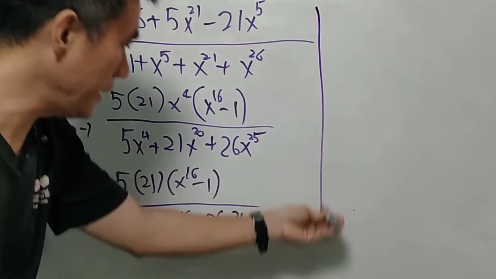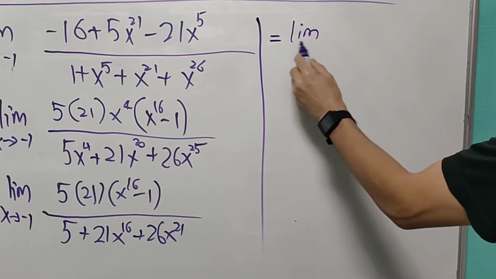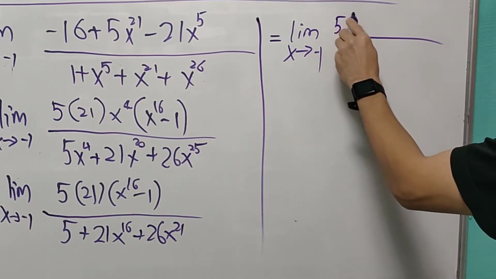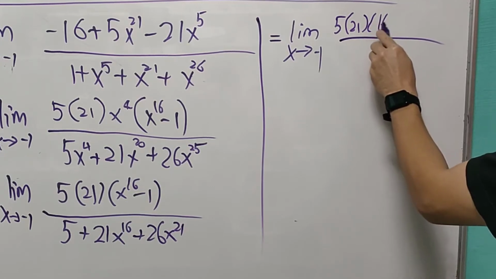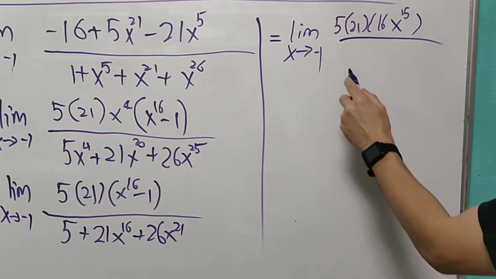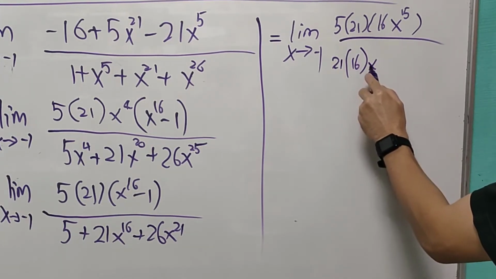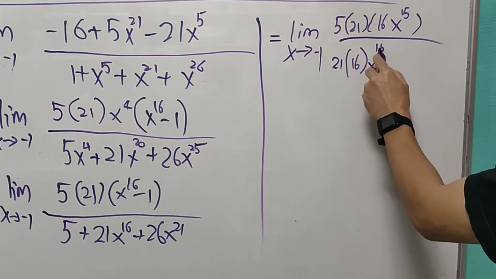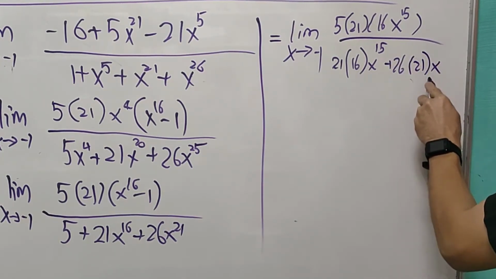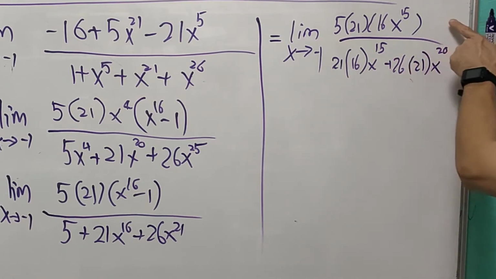And now we apply L'Hopital's rule again. So from there, this will be equal to the limit as x goes to -1 of 5 times 21 times 16x^15 over 21 times 16x^15, and for the denominator, it will be 26 times 21x^20. Now when you substitute x equals -1, it's no longer 0 over 0.